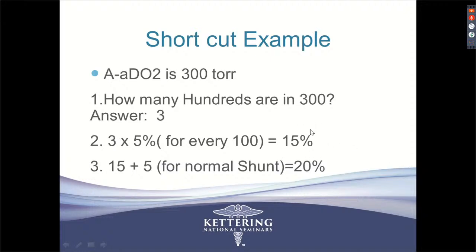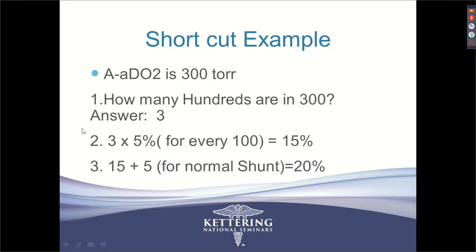So this is the total amount of abnormal shunt in this situation. It's 15. That's how much wasted perfusion, non-oxygenated blood. All right. Now I've got to add the 5% for a normal shunt to the 15 to get my total shunt, and that's 20%. Okay, so 15 plus 5 is 20%.